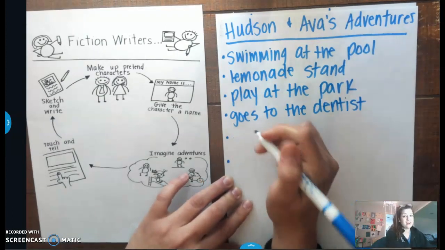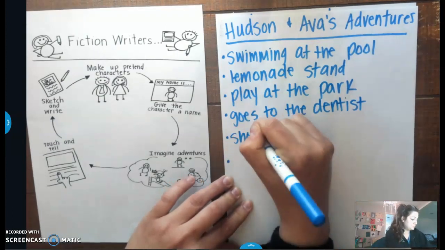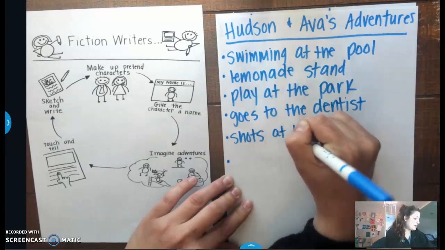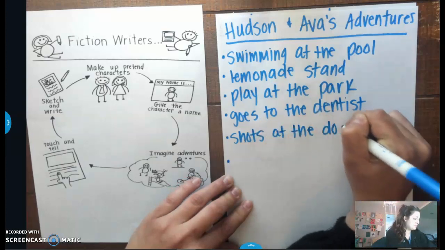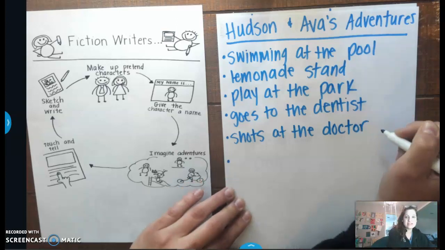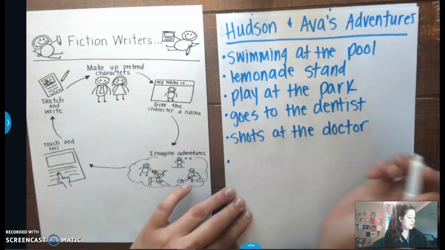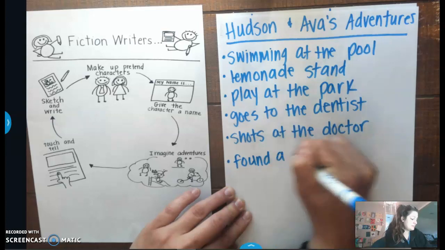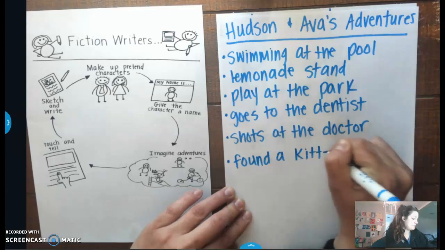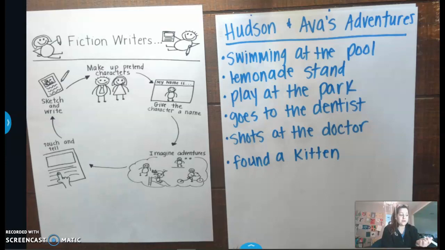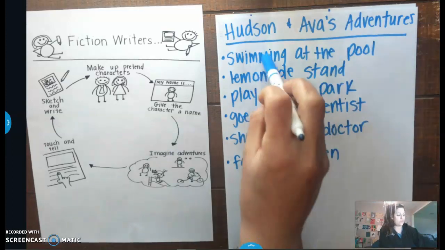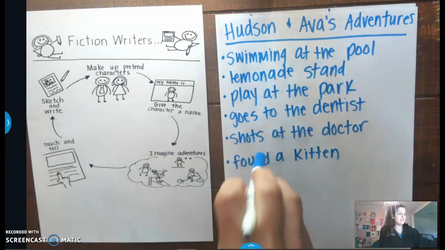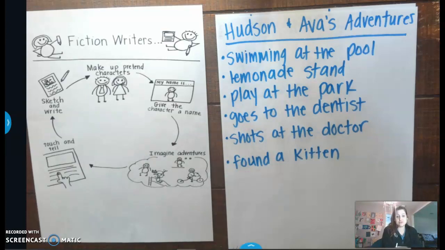Also the time he had to get shots at the doctor. And then there's that crazy time they found a kitten. Can you imagine a dog with a kitten? Found a kitten. So now on my list of their adventures, I have 1, 2, 3, 4, 5, 6 different stories that I'm going to write.